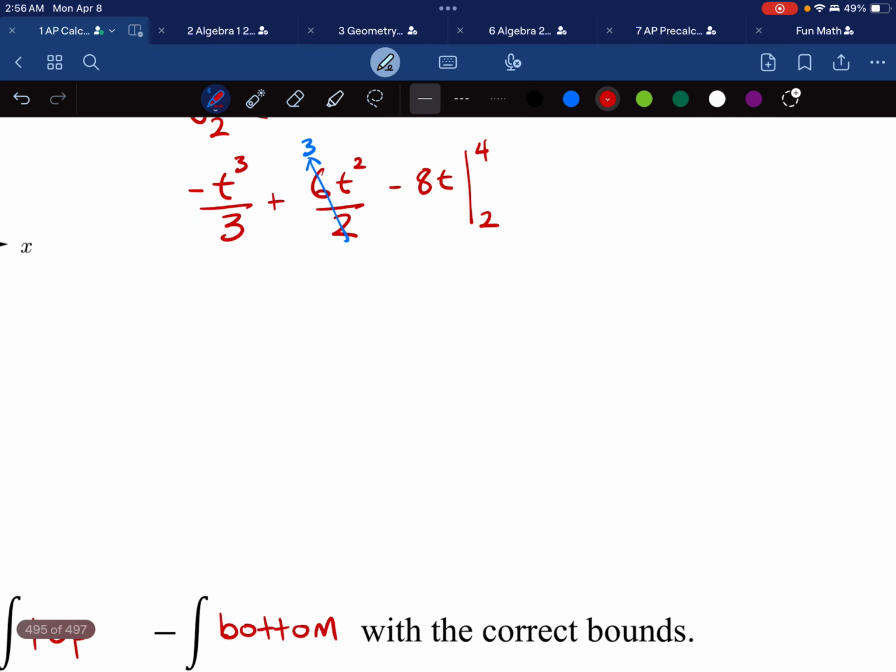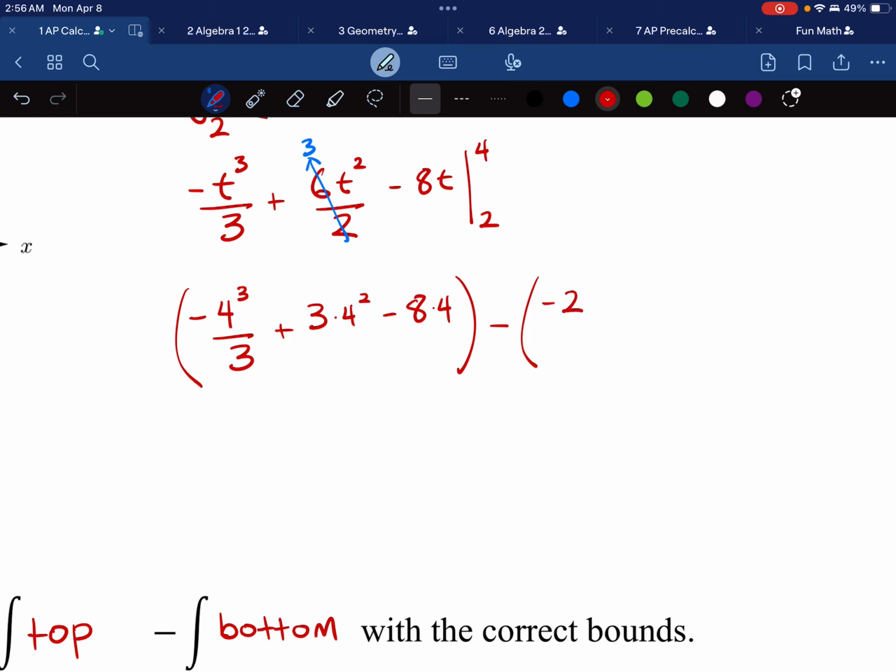So here we go. We just need to plug in the 4, and then we'll subtract when we plug in the 2. Plug in the 4 gives us a negative 4 to the power of 3 all over 3 plus 3 times 4 to the power of 2 minus 8 times 4. Okay, that's us plugging in the 4. And we're going to subtract what happens when we plug in a 2. It's going to be negative 2 cubed over 3 plus 3 times 2 squared minus 8 times 2. All right, time to simplify.